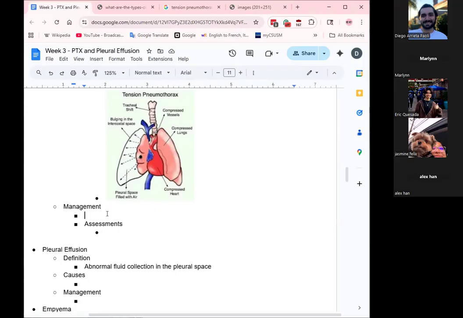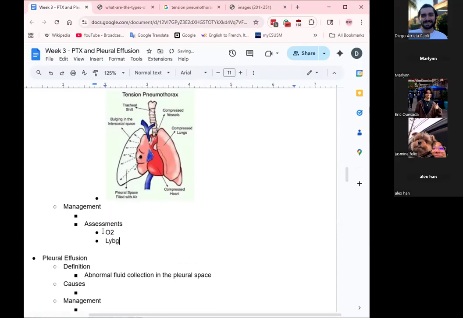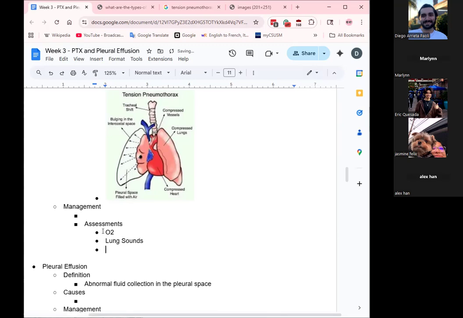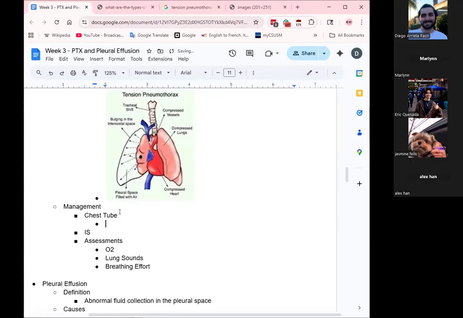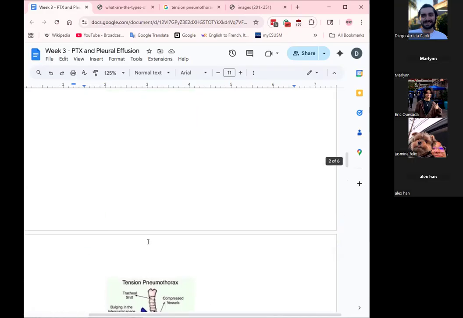So the management, we'll be doing assessments on their O2, their lung sounds, breathing effort. And then the management is going to include a chest tube, and I do like the idea of also the IS. But the main one is going to be the chest tube because that's the main thing that's going to help drain some of that fluid and air. So drain the blood and air, and IS to expand the lungs as much as you can.